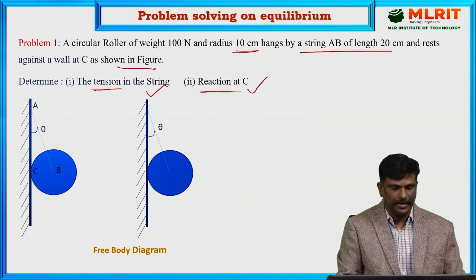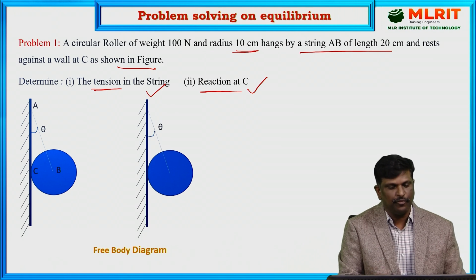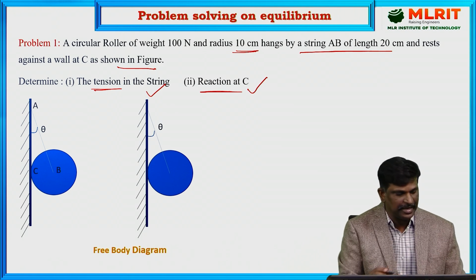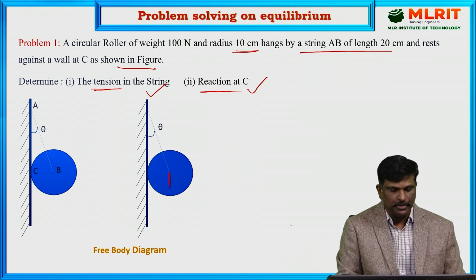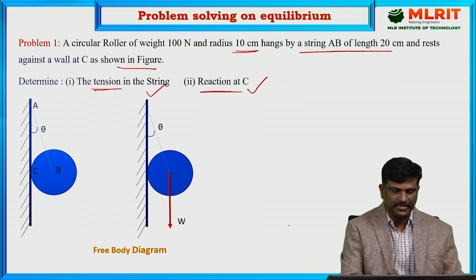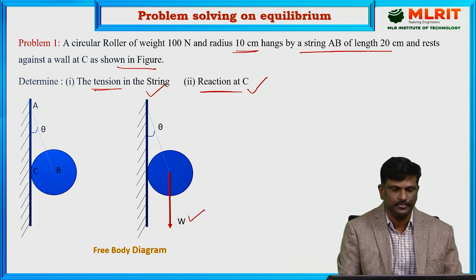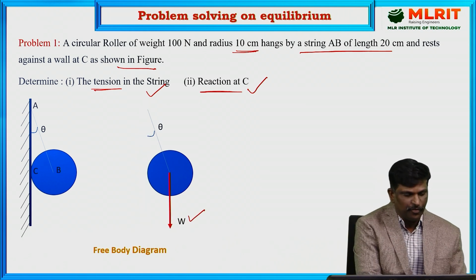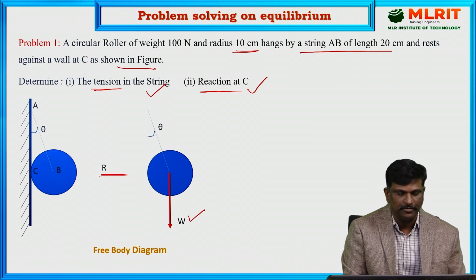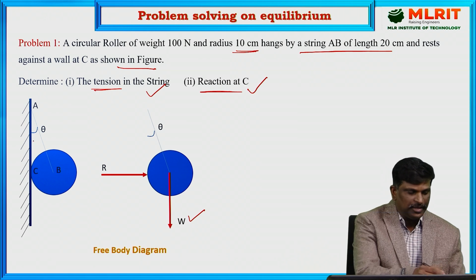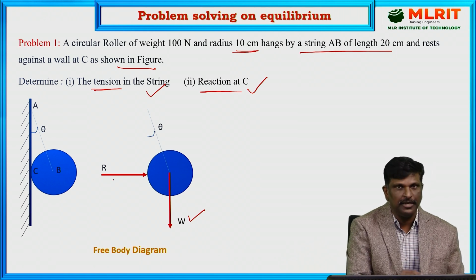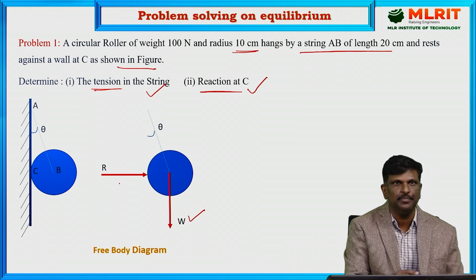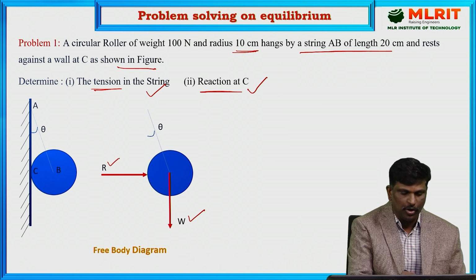The free body diagram will consist of the force, tension in the string and reaction from C only. The weight always acts vertically downwards and the reaction from the wall is horizontal, which is denoted by R. Here the wall is vertical, so the reaction will always be perpendicular to the contact surface. So that's why it is horizontal.